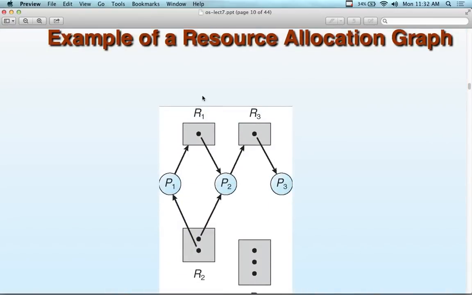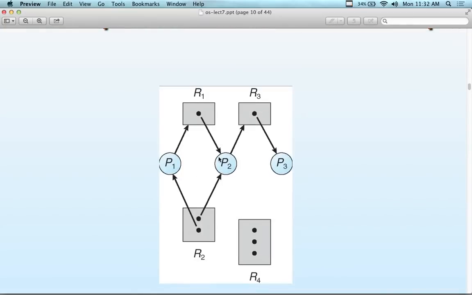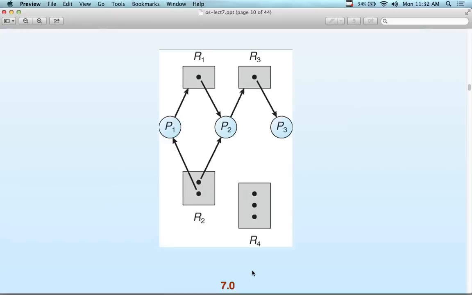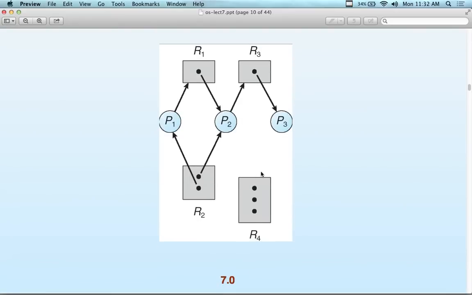Here's an example. Here we have resource 1, resource 3, resource 2, resource 4. So 1, 2, 3, 4 resources. And we have 1, 2, 3 processes. And they're allowed to use the resources in different orders. As an example, process 1 leaves resource 2, goes back up to resource 1. And then control gets given to process 2. And then process 2 is going to go back to resource 3. Now process 3 isn't using anything right now. So you're going to go flipping back and forth.